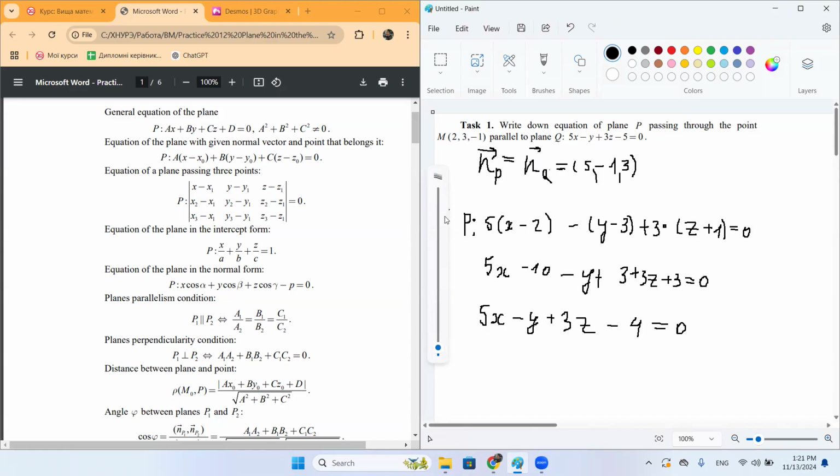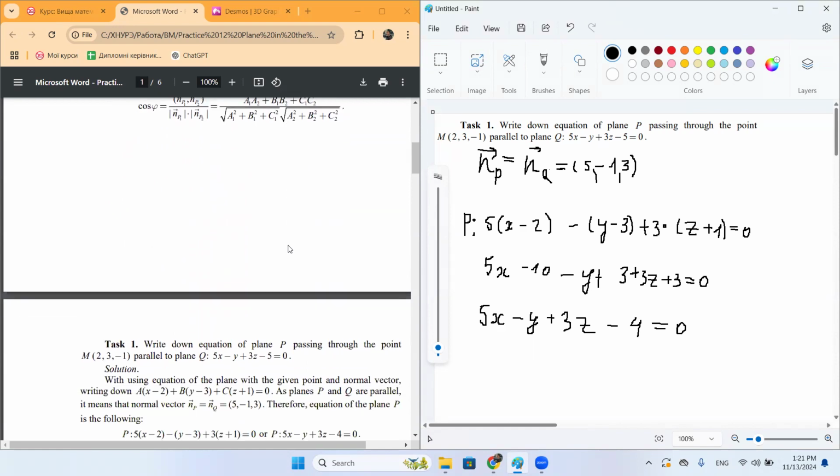Basically, this can be a final answer as well. So this is the equation of the plane, and nothing mentioned about the form. So should it be general? So should we expand it or not?